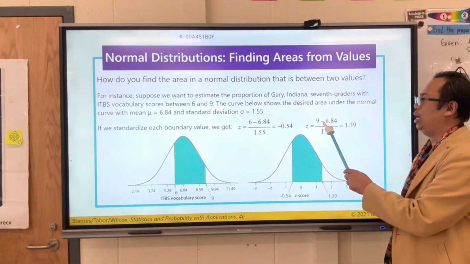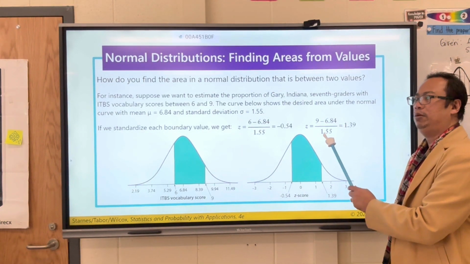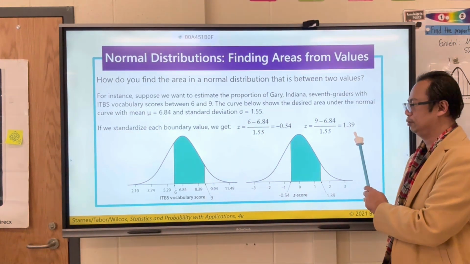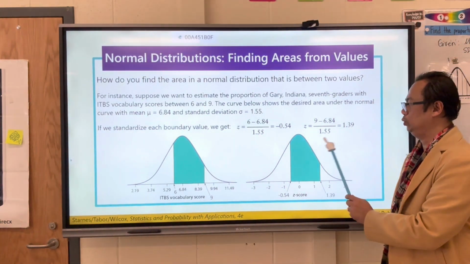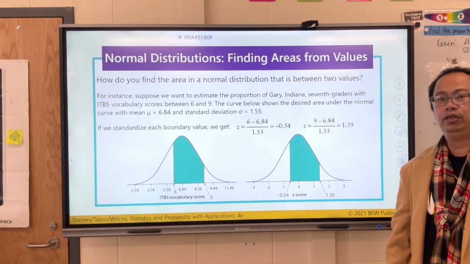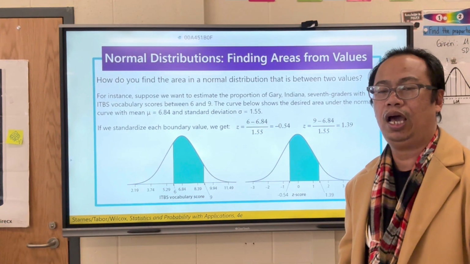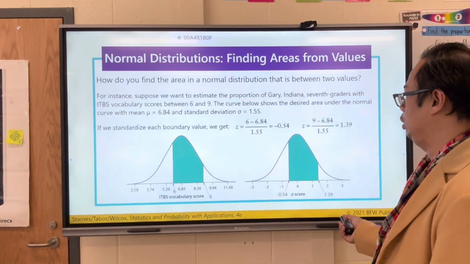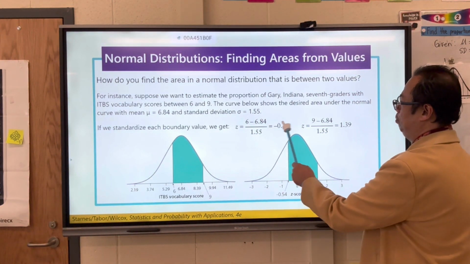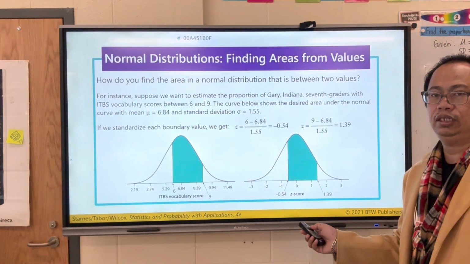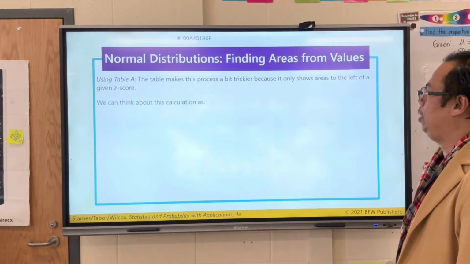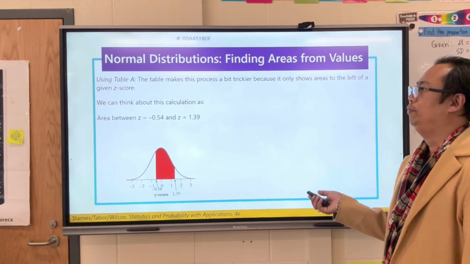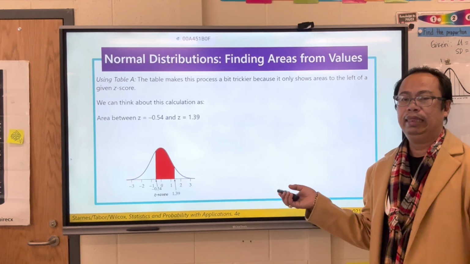The other one, we got 9 minus 6.84 divided by 1.55, the final answer is 1.39. So we get these two to get the figure or the picture or the graph that we need for the standardized normal distribution. So we get these from the given value. Okay, we calculate the z-score. Next step, we still go on to the table, but first and foremost, we have to know the allocation.